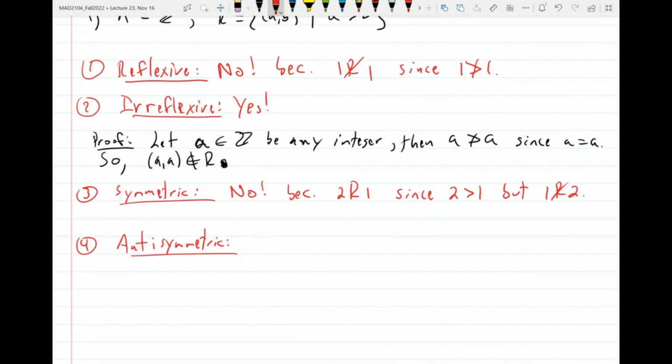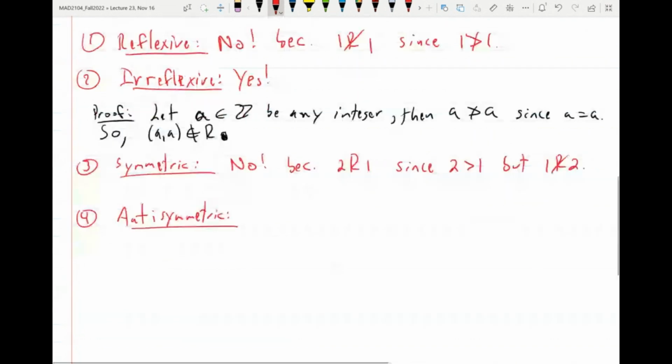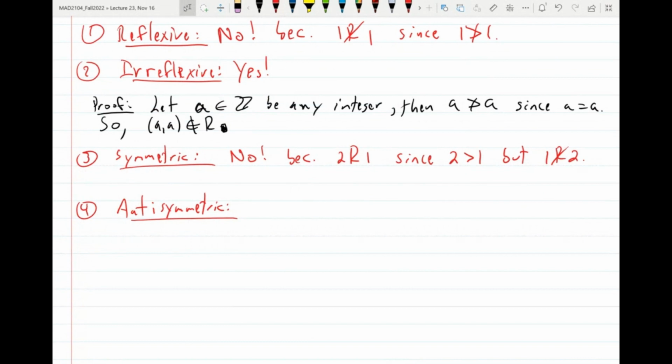It is antisymmetric. Let's see, what does it mean to be antisymmetric? If A is related to B and B is related to A, then A has to be equal to B. Yes? So is this antisymmetric? Let me write it here. Antisymmetric means that A is related to B and B is related to A implies A is equal to B. Right? So it means that this will be a true statement. That's what it means to be antisymmetric.